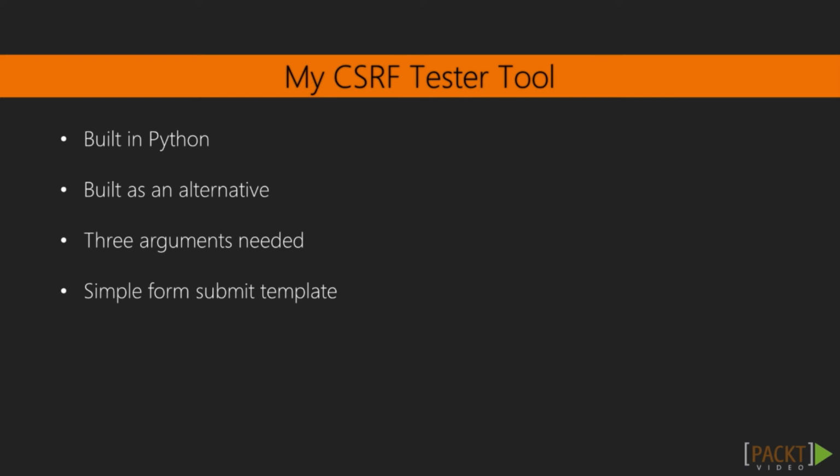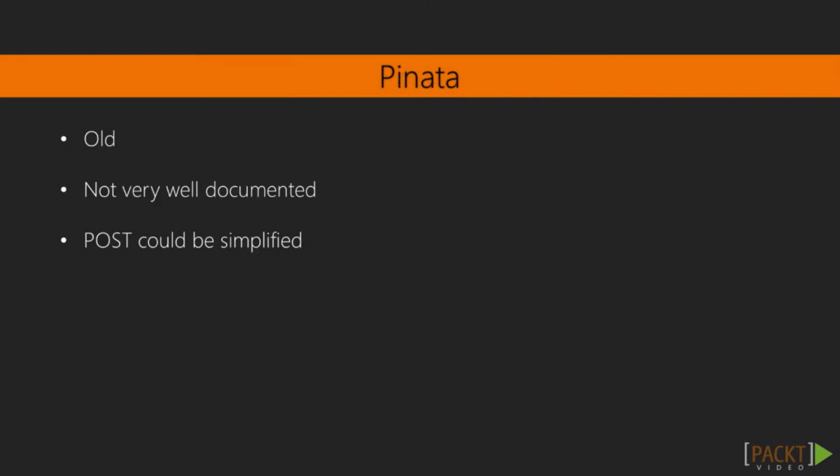And so my tester tool is built in Python. It's built as an alternative. Three arguments are needed, and it's a simple form submit template that's created. There's no bells or whistles with it. It's just very easy to use. So we're going to be covering two of these, mine and OWASP's. I don't think it's particularly appropriate to cover this program. I think it's kind of old and it's past its time, so I've decided against showing that.